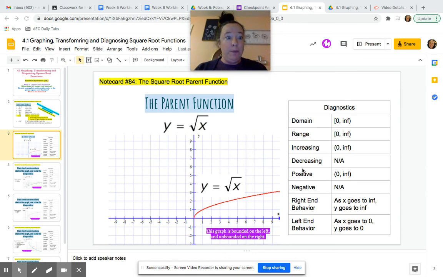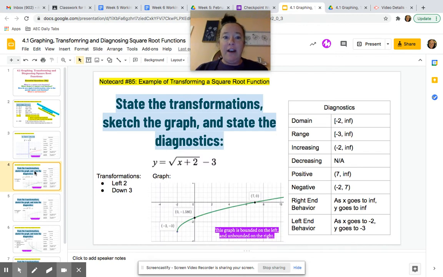All right, so I hope that you in the last video were able to finish up note cards 83 and 84. If not, pause me and finish up note card 84. Now, we are going to move on to note card 85, which is an example of transforming a square root function. So I want you to state the transformations, sketch the graph using Desmos, that's fine, and state the diagnostics.